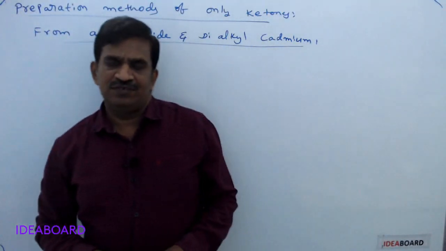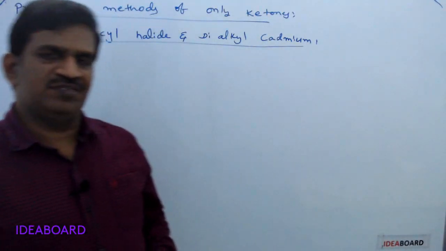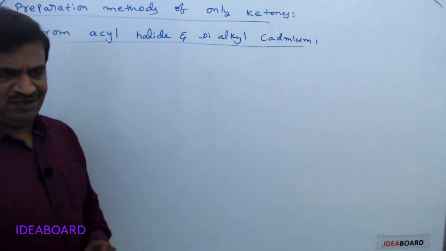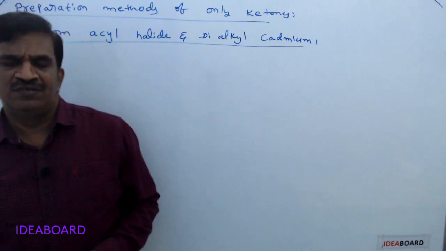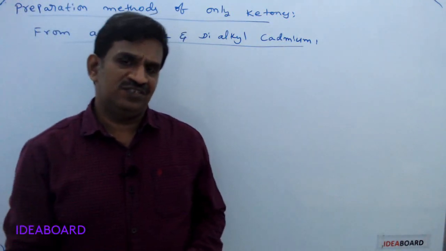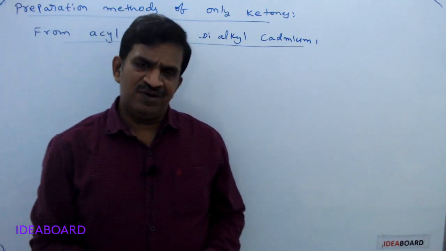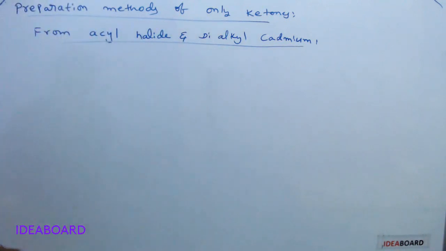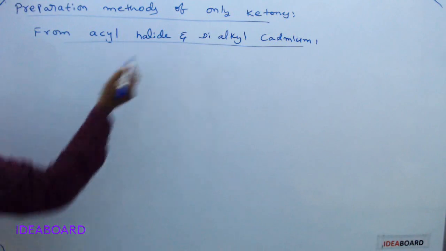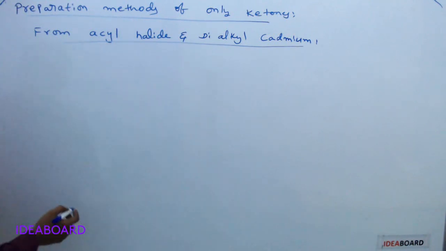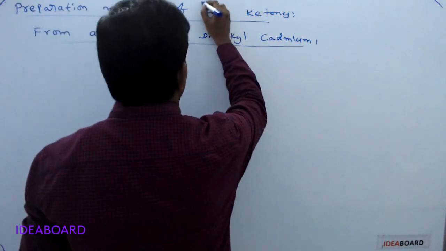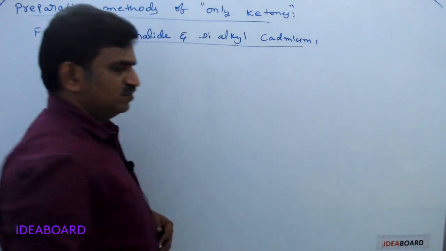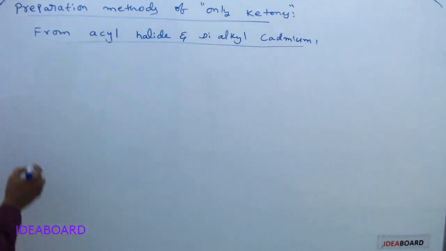Hi students, today we will continue the preparation methods. Yesterday I gave the preparation methods for only aldehydes, that is Stephen's reduction, DIBAL-H reduction and Rosenmund's reduction. Next, the preparation methods for only ketones, meaning methods that are not used for aldehydes.